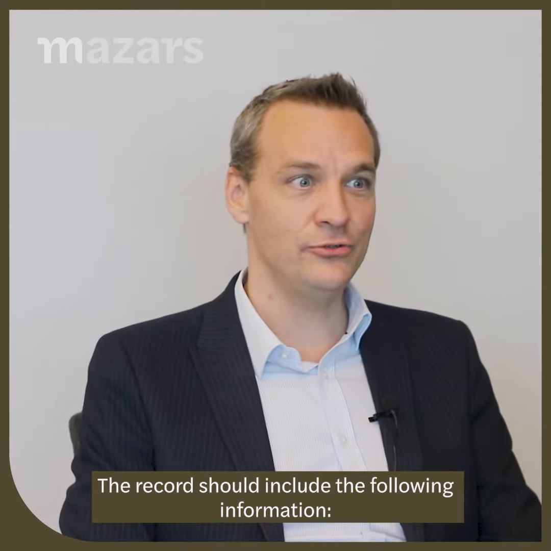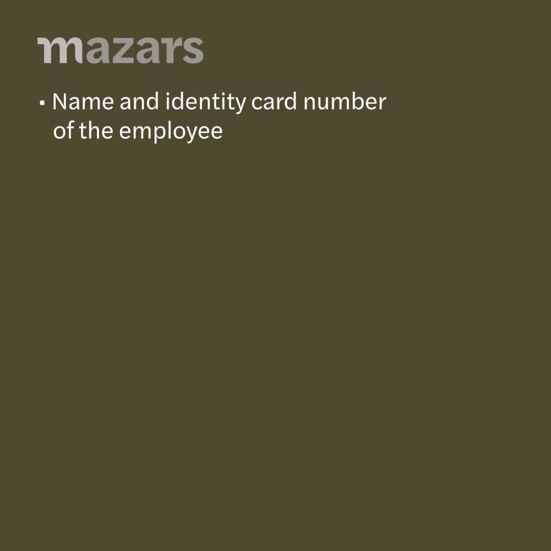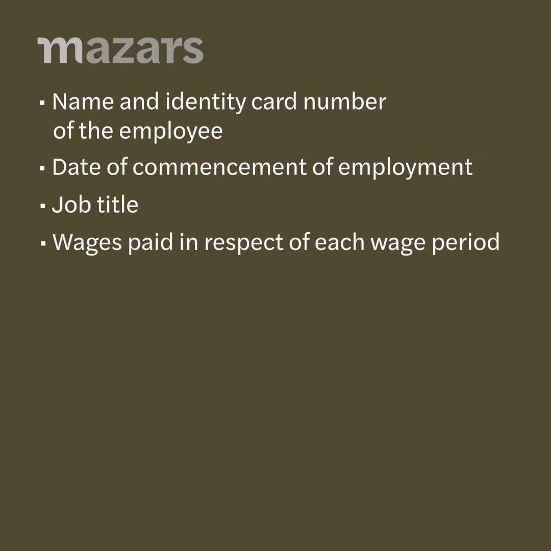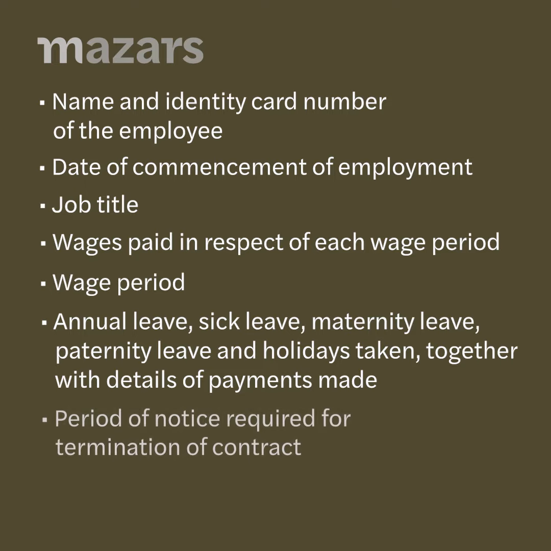The record should include the following information: the name and identity card number of the employee, the date of commencement of employment, the job title, wages paid in respect of each wage period and the wage period, annual leave, sick leave, maternity leave and holidays taken, together with details of the payments made, the period of notice required for termination of contract, and the date of termination of employment.